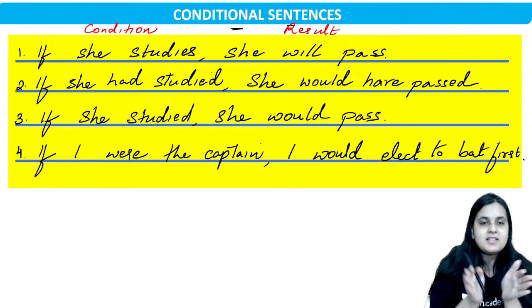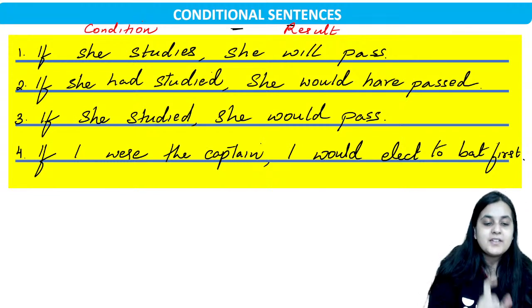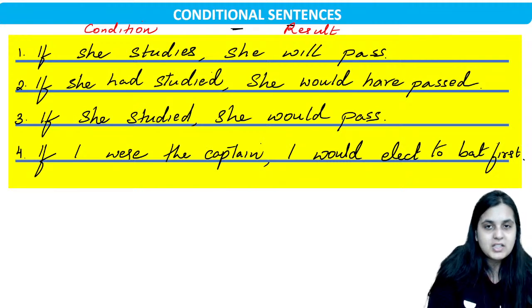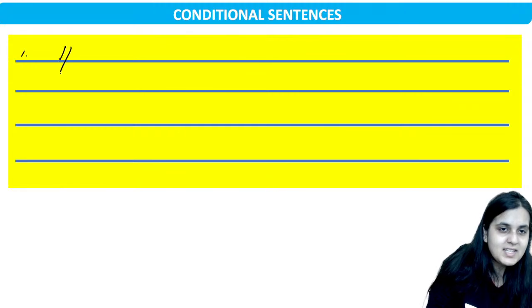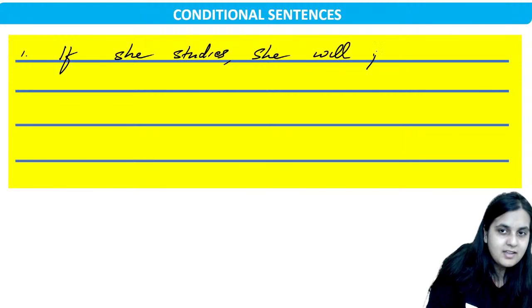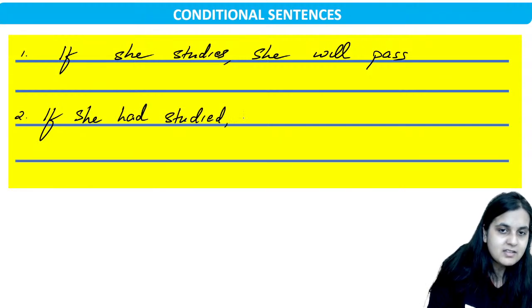So these are 4 conditional sentences, guys. Their format is very important and it's very crucial. So let's understand this. The first one: if she studies, she will pass. And we compare it with the second one, which says if she had studied, she would have passed. Let's compare these two.